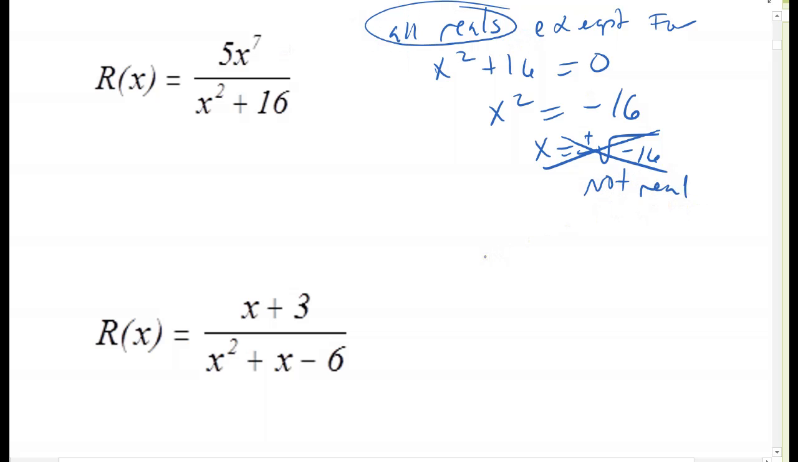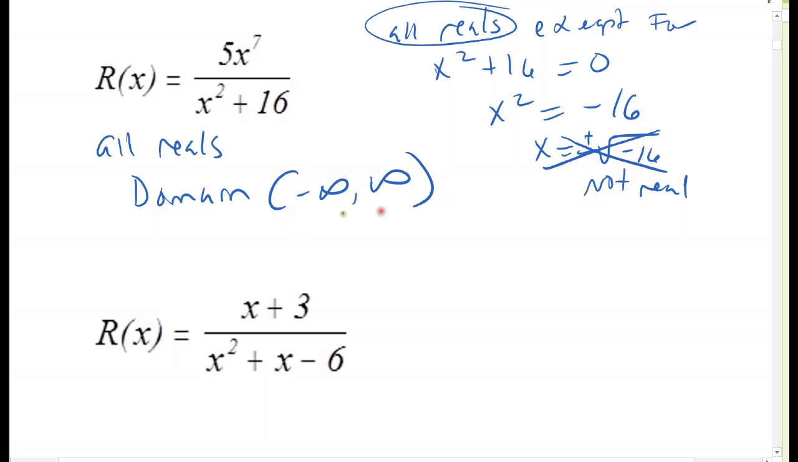And so what that tells me is there's no real number value that will cause division by 0, and so all real numbers work. And so the answer is all reals are the domain. So everything works from negative infinity to infinity would be my interval notation.